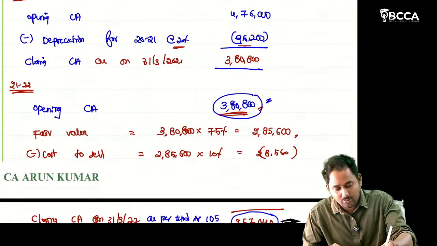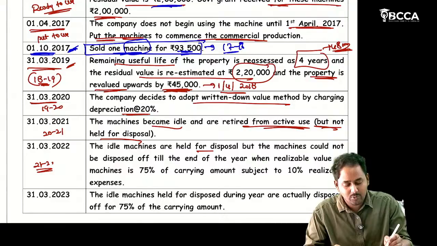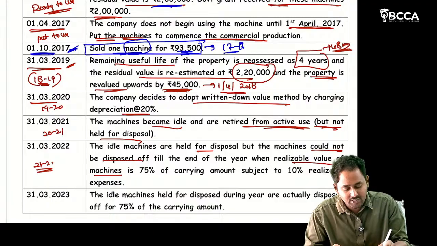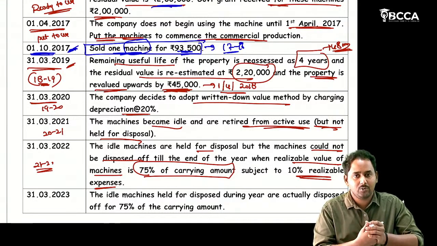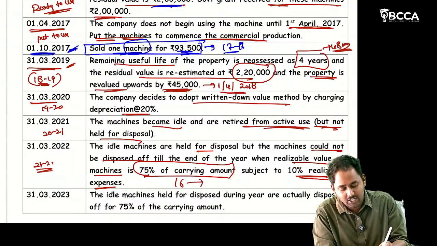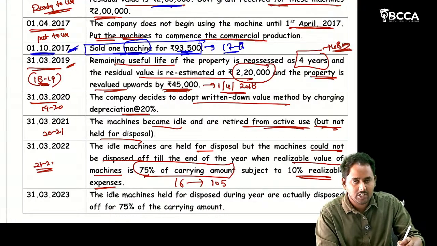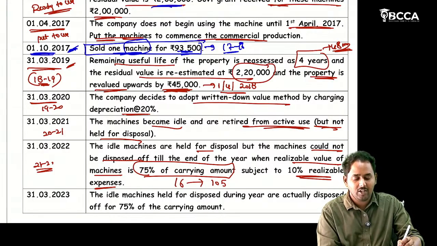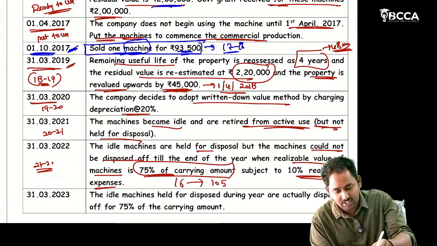Then 21/22. In 21/22, the idle machines are held for disposal, but the machines could not be disposed of till the end of the year, when the realizable value of the machine is 75% of the carrying amount subject to 10% realizable expenses. Here what happened? The machineries are classified as held for disposal. So from Ind AS 16, it should be classified under Ind AS 105. The non-current assets held for use become the non-current assets held for sale. So the non-current assets held for sale should be shown at realizable value minus expenses. So what is the realizable value? 75% of the carrying amount.